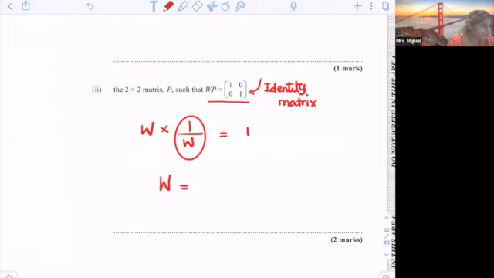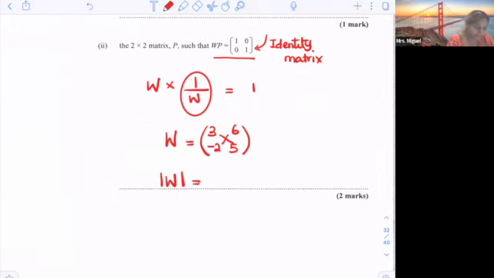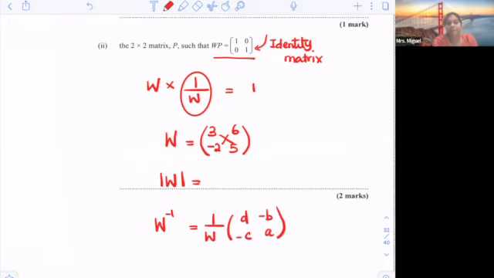W is the matrix 3, 6, minus 2, 5. Let us find the determinant. So the determinant is when we cross opposite ends of the diagonal. And the inverse is 1 over the determinant. You're switching B and A, and you're taking negative of B and negative of C. So go ahead, work it out.